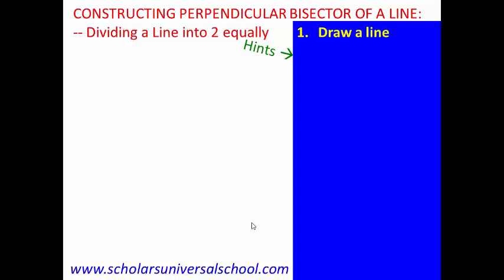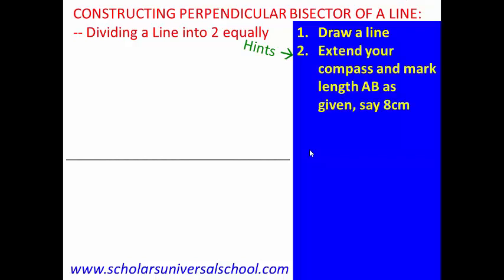So let us have it. First, if you want to draw a perpendicular bisector of a line, you first draw the line on which you want to place your perpendicular bisector. First, draw the line. The second stage is to extend your compass and mark length AB. Assume 8 centimeter. It doesn't mean that you have to use 8 centimeter. You can use any value that you like. You can use 6, 5, 10, 20, you can even use 100 if your book can actually contain it.